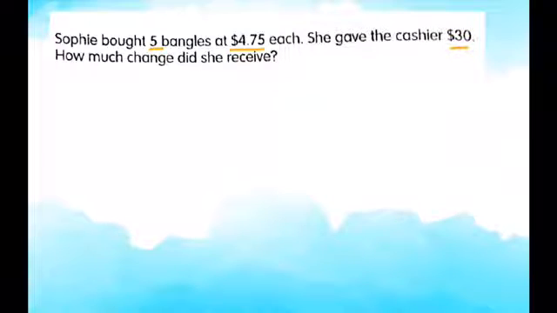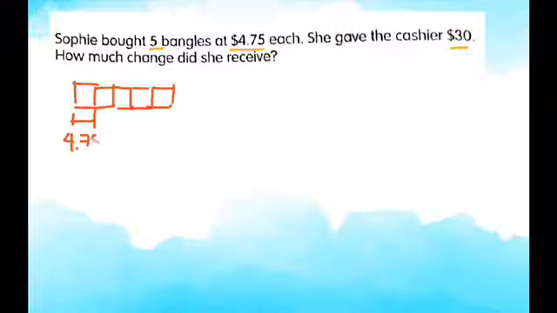How do I imagine this problem? How do we solve it? What kind of strategy would be best for us to use to solve the given problem? So let's try to imagine 5 bangles in our head. Let's draw it out using the bar model. So 5 bangles would be like 5 units, and each unit is $4.75.